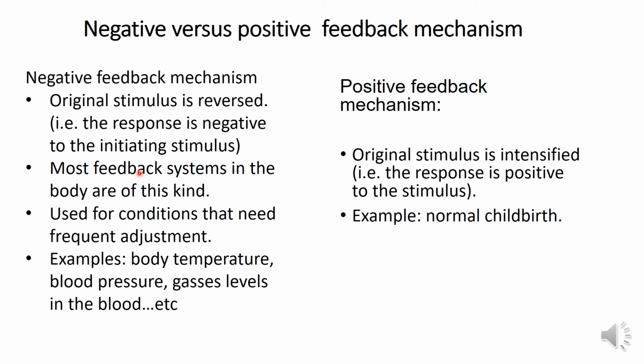Most of the feedback mechanisms belong to the negative type. The positive feedback mechanism is not as common as the negative feedback mechanism. The negative feedback mechanism is used for conditions that need frequent adjustment, for instance, blood pressure, body temperature, pH of the blood, concentration of hormones, concentration of ions, and so on. While the positive feedback mechanism occurs in certain conditions, for instance, normal childbirth or formation of a platelet plug or blood clot, and so on.